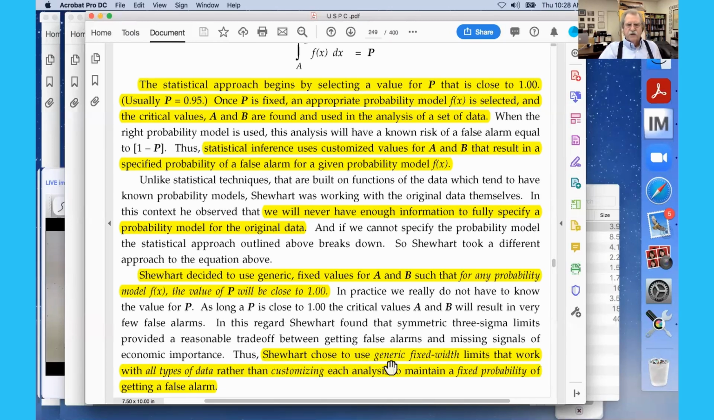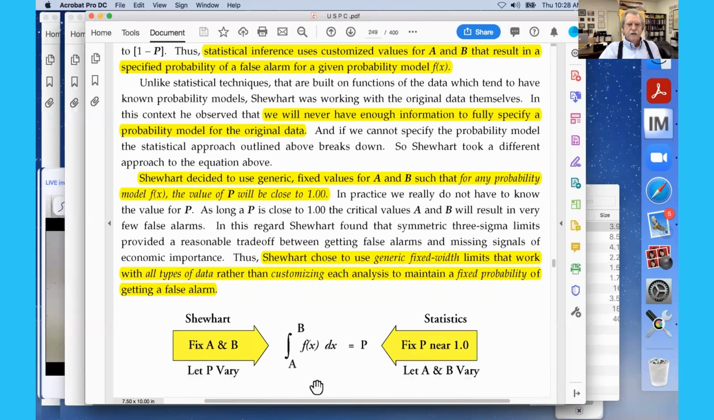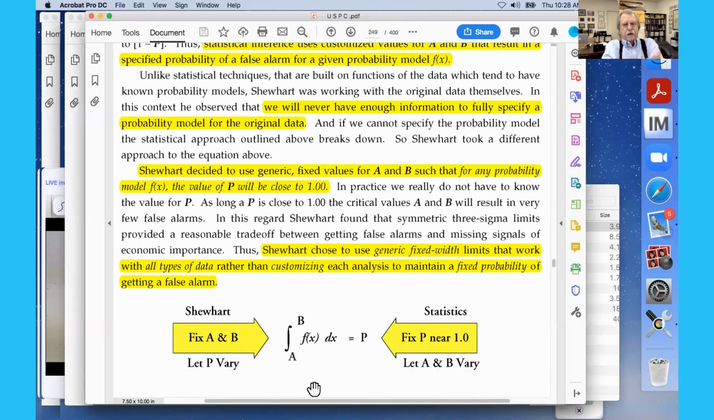Shewhart chose to use generic fixed width limits that work with all types of data, rather than customizing each analysis to maintain a fixed probability of getting a false alarm. So we can summarize the difference like this. The approaches are 180 degrees opposite. Statistics says fix P, find f of x, and let A and B vary. Shewhart says fix A and B so that for any f of x, P is close to 1.